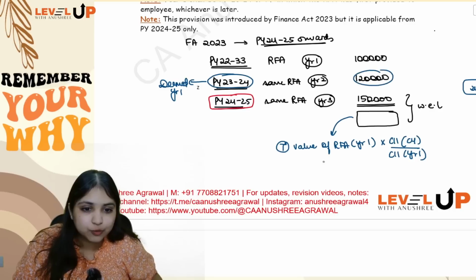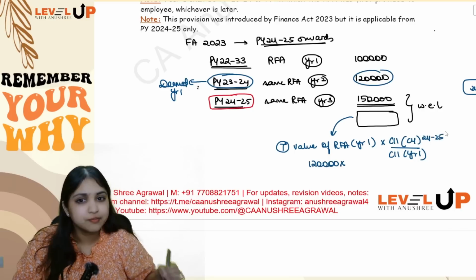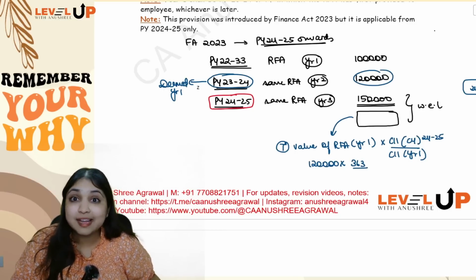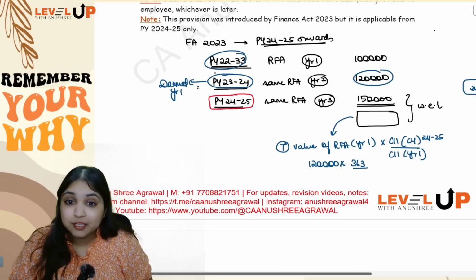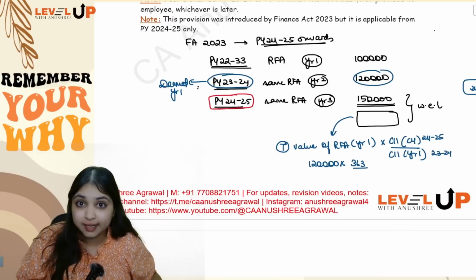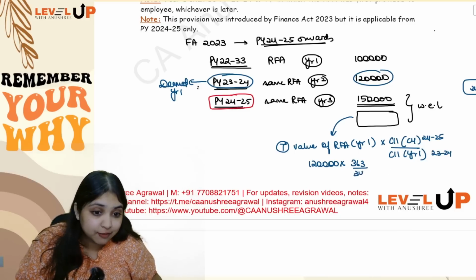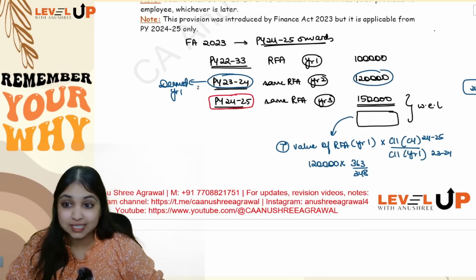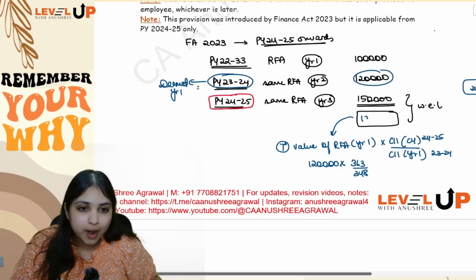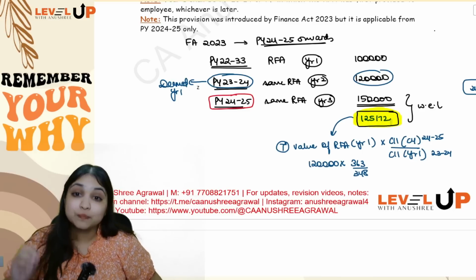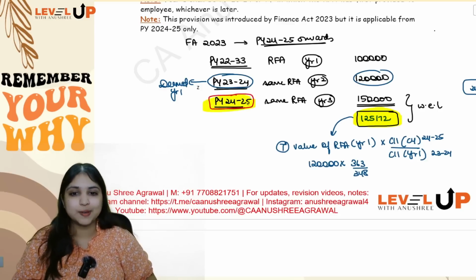In year 1, what's the taxable value? 1,20,000 into CII of current year. My current year is 24-25. You will take the CII number from the CII table, which you use for capital gains also: 363, divided by CII of year 1. The real year 1 is 22-23, but since it is before 23-24, I will take year 1 as 23-24. The CII for 23-24 is 348. So I get 1,20,000 into 363 by 348, which is 125,172. Out of these two numbers, which is the lesser number? 125,172. This will be the final taxable value of RFA for 24-25.